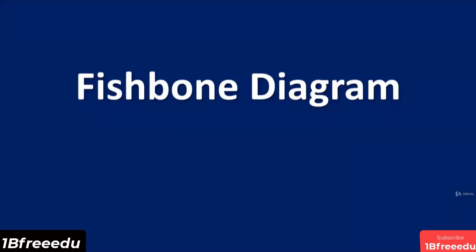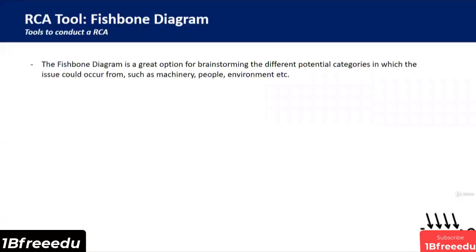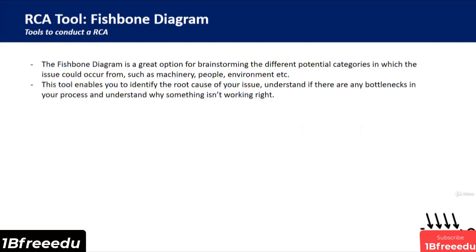So the next tool we're going to explore is the fishbone diagram. The fishbone diagram is a great option for brainstorming the different potential categories in which the issue could occur. So this could include machinery, people, environments. Now the fishbone diagram does generally have a specific number of categories, and these categories often fall to a specific area. So environment comes up quite a lot, method does, machinery does. But again, if you need to tailor them to your project or your root cause issue, that's absolutely fine.